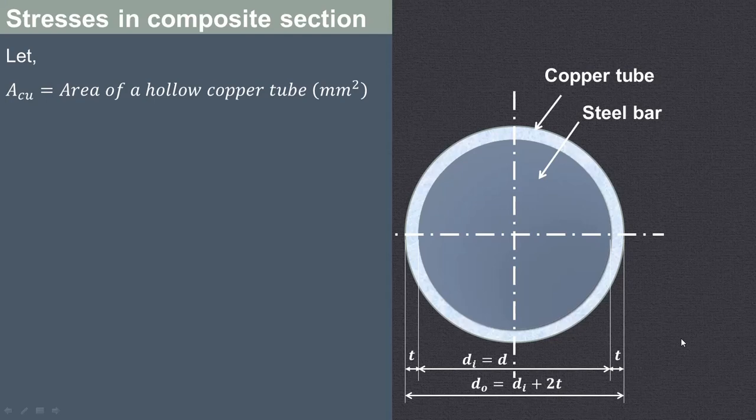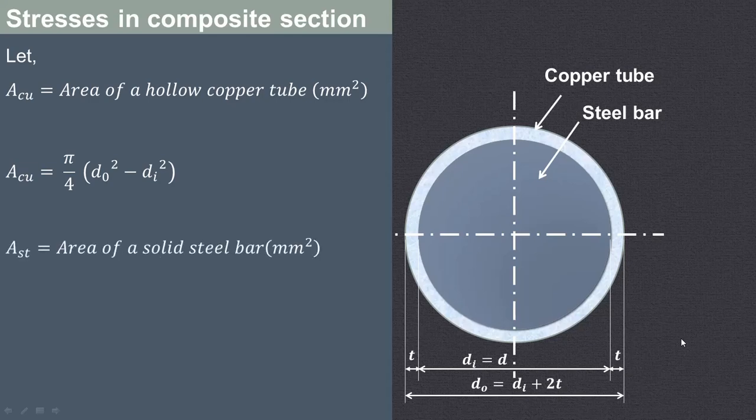Now let ACU is equal to area of hollow copper tube, and that is equal to pi by 4 (DO square minus DI square). AST is equal to area of solid steel bar, that is pi by 4 D square, because DI is equal to D. Now P is the actual load in Newton. Now this P is not shown in this figure.